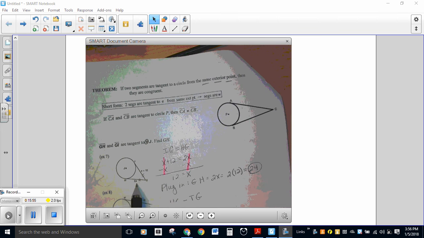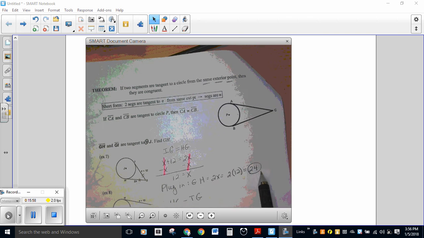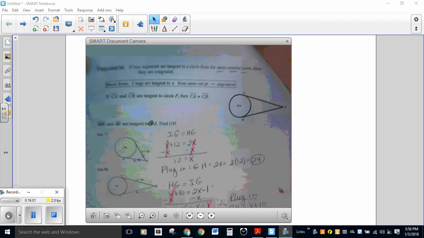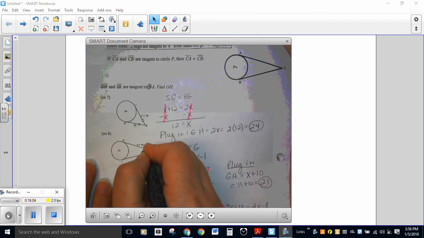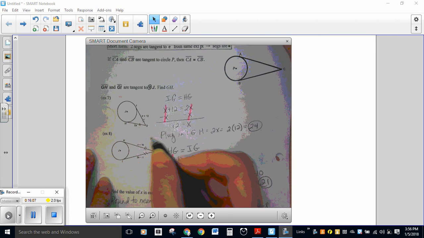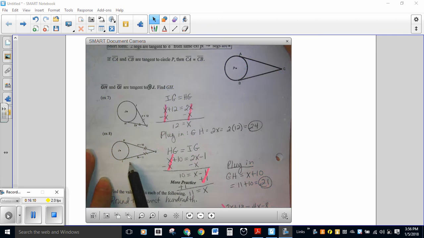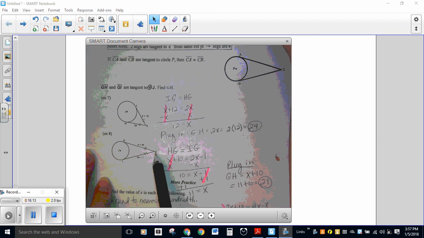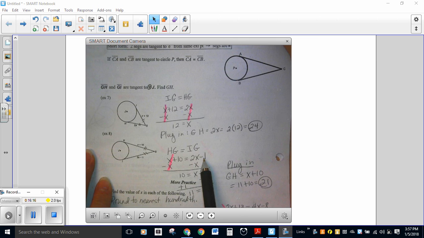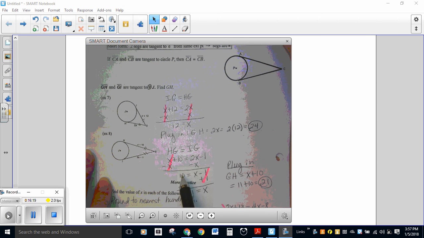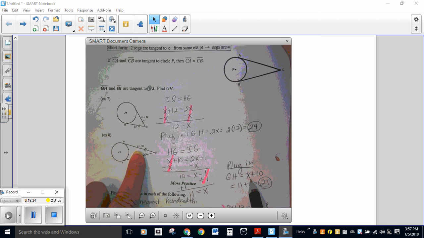For the second problem, same thing. I know that x plus 10 is equal to 2x minus 1 because GI and GH both are tangent to the same circle from the point outside the circle. I subtract x from both sides and I get 10 equals x minus 1 because 2x minus x is x. Then I add 1 to both sides because the opposite of subtraction is addition. So I get 11 is equal to x. Then I go back and plug it in. It says that GH is x plus 10, so I plug in 11 for x, and 11 plus 10 equals 21. And that is all for what we did for today and that you will need for Monday.